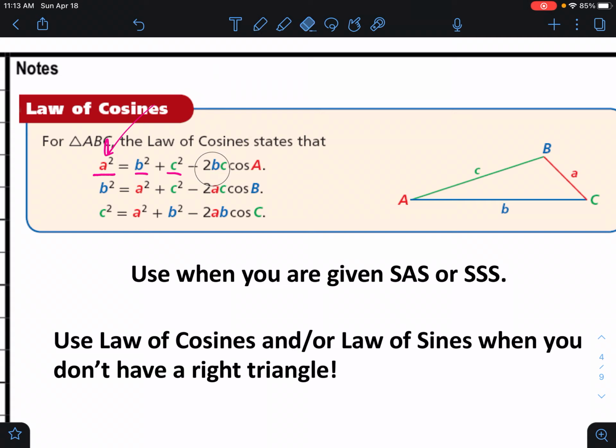based on what you know. Notice the pattern is the same here. If this is B, then you've got angle B here, and you've got AC, AC. So that happens for all three of those. Really just figure out what you need and how to apply it.